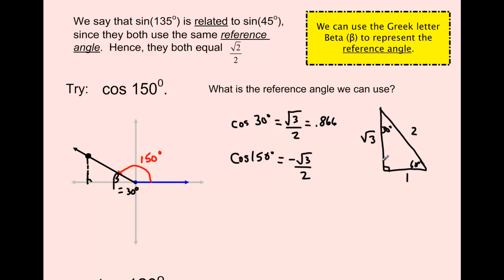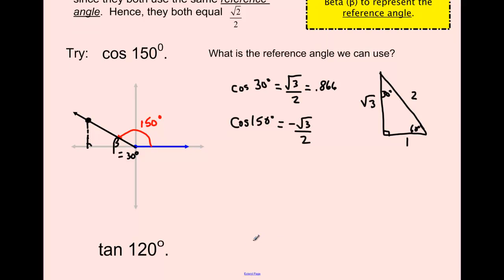The ratio is the same, but for some reason it's a negative. I wonder if that's an anomaly. So is that only for cosine? What about tangent? So I'm going to do one more example here, tan of 120, and see if we get the same result. Is it going to be positive, or is it going to be negative?